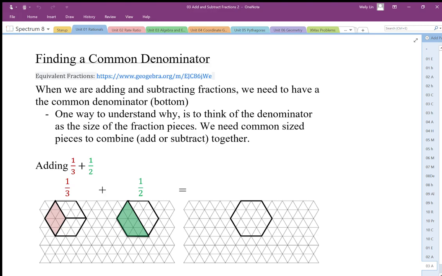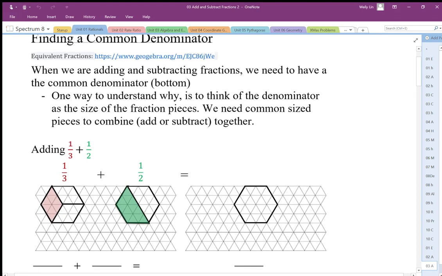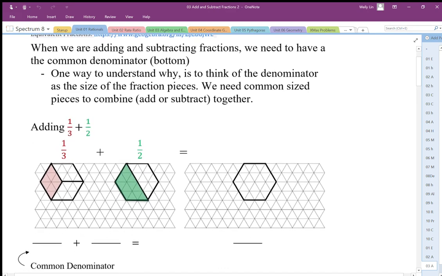Okay, so when we look at the common denominators, we're looking at getting the denominator, or the bottom of the fractions, the same. And again, we want to do this so that we can get the same size pieces. Because if we want to add and subtract, you cannot add and subtract pieces that are different. Okay, so we have a 1/3 piece and a 1/2 piece. They're different sizes. We cannot count them together, and adding and subtracting is counting. So how do we get a common denominator here?